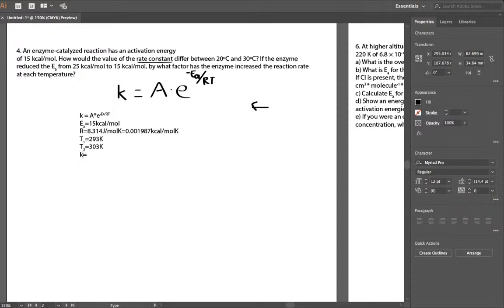There we go. K1 would equal, so just put all those things. That would be 8 times, let's just use my calculator here, e to the power of negative 15 kilocalories per mole. Divide that by 0.001987.